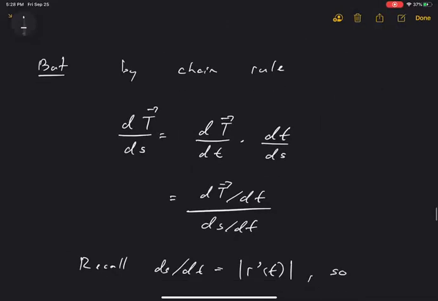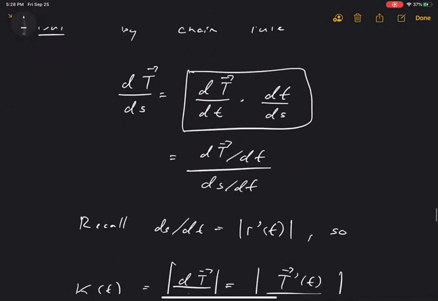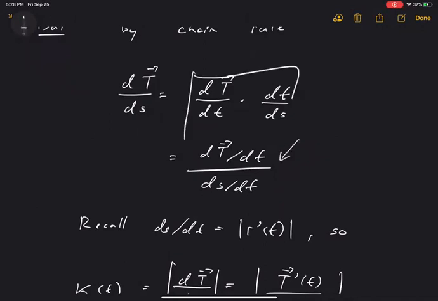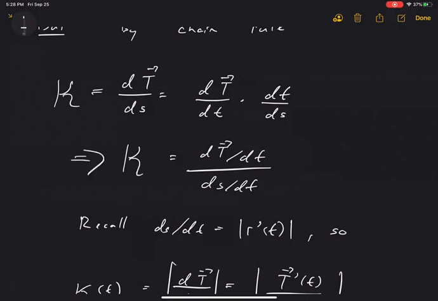By the chain rule, this is what we're looking for, dT/ds. By the chain rule, dT/ds is the same as dT/dt times dt/ds, which is the same as this quantity here. To get from here to here, just think, multiplying by fractions is the same thing as dividing by the reciprocal. So we see that this dT/ds, this kappa, can be written like this: dT/dt over ds/dt.